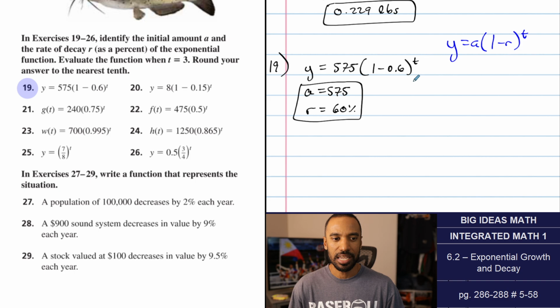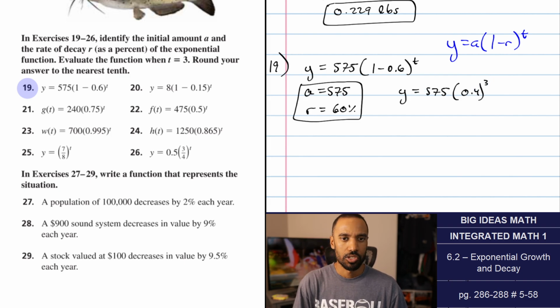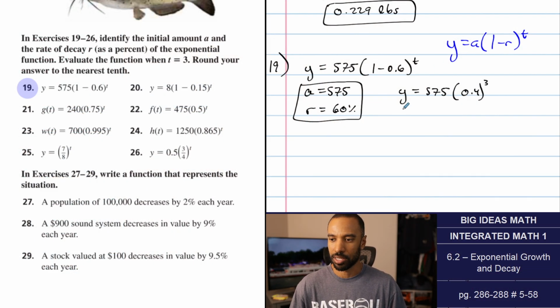Now they did say when t equals 3, we're going to evaluate the function. This time it's not 5. So 575 times, and by the way, get used to doing this, 1 minus 0.6 is 0.4. I would definitely simplify that. And let's do to the 3rd power. So in my calculator, what you're now going to expect are numbers that get smaller than what they were before. I started with 575, and now suddenly it's going to reduce by a little bit. Quite a lot, actually, 36.8. They said round to the nearest tenth, 36.8 is exact. So y equals exactly 36.8.